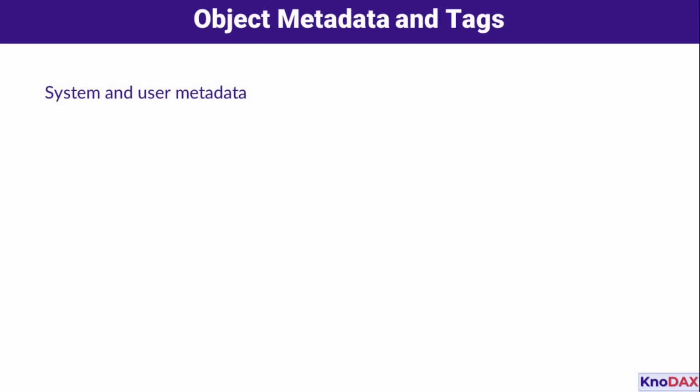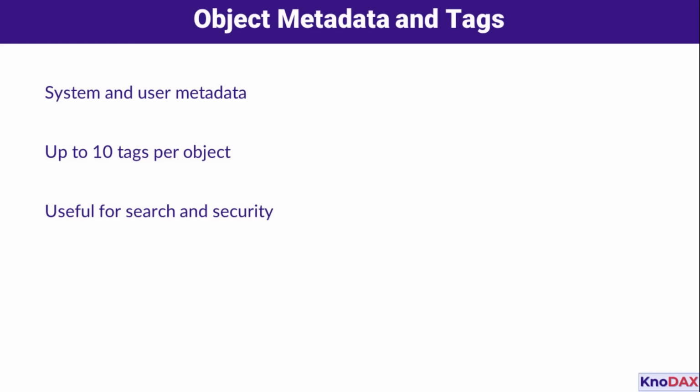S3 objects can have metadata, both system-defined and user-defined. You can also attach up to 10 key value tags to each object. This helps in organizing, managing, and applying policies like lifecycle rules or access permissions.